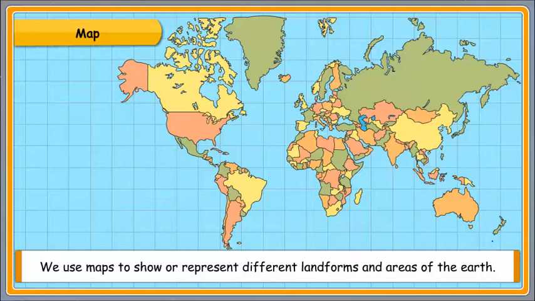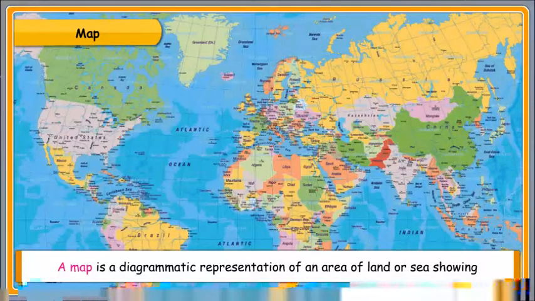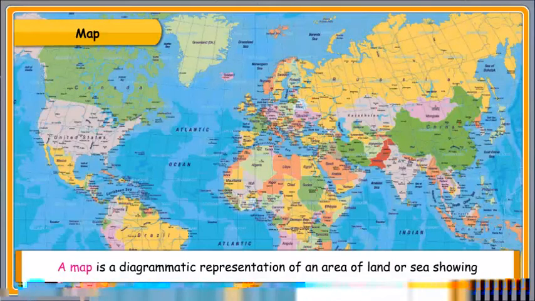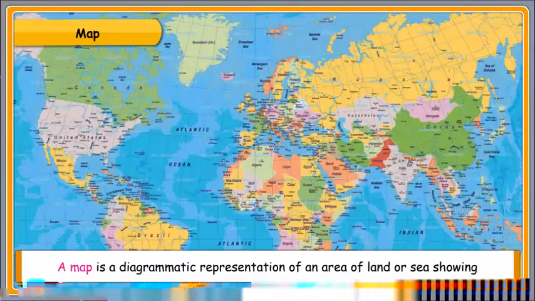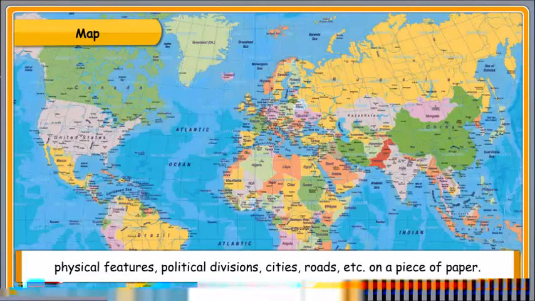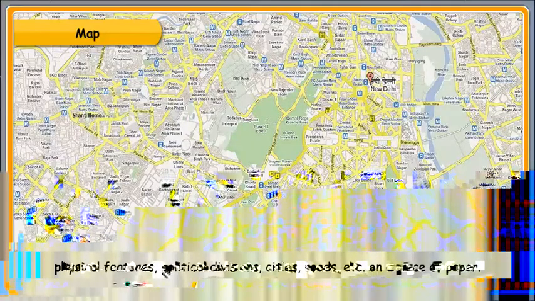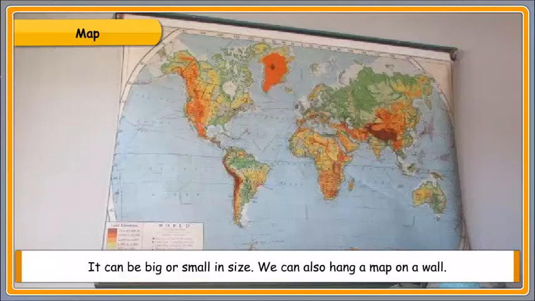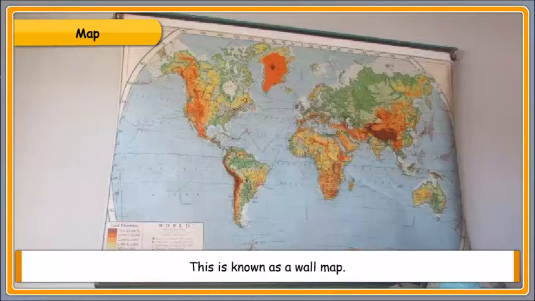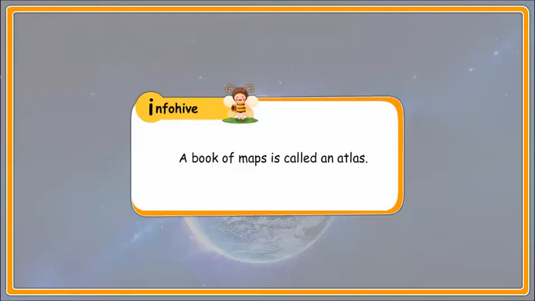Maps. We use maps to show or represent different landforms and areas of the Earth. A map is a diagrammatic representation of an area of land or sea showing physical features, political divisions, cities, roads, etc. on a piece of paper. It can be big or small in size. We can also hang a map on a wall. This is known as a wall map. Info Hive: A book of maps is called an atlas.